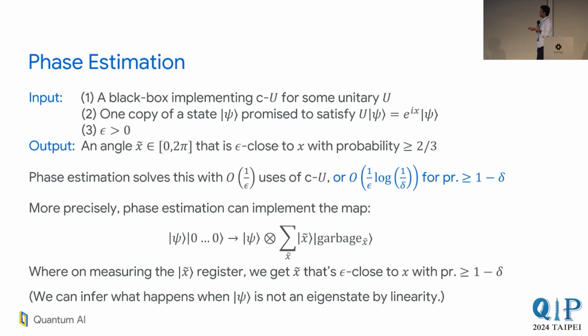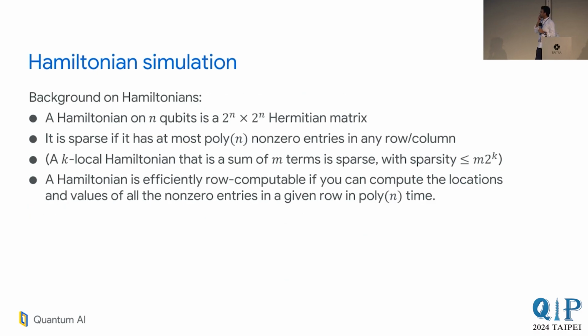But if you're given something that's a superposition of eigenstates, we can infer what the algorithm would do just by linearity. This is linear algebra. If I tell you what an operator does on all the eigenstates and the eigenstates span the space, then you know what the operator does on the entire space. Okay, so that's the phase estimation algorithm. Good. Everyone's happy with phase estimation? Right. It's a great algorithm, useful all over the place. And the third one I want to tell you about is Hamiltonian simulation.